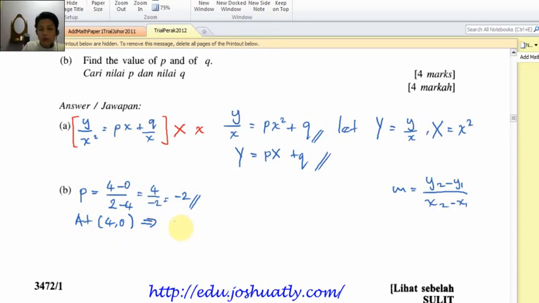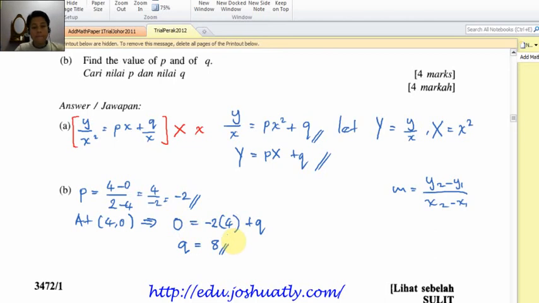Y is 0, equal to px. P is now minus 2, x is 4, plus q. So q is equal to 8, because this is minus 8, so if we move it to the left, it becomes 8. So that's the value of q.